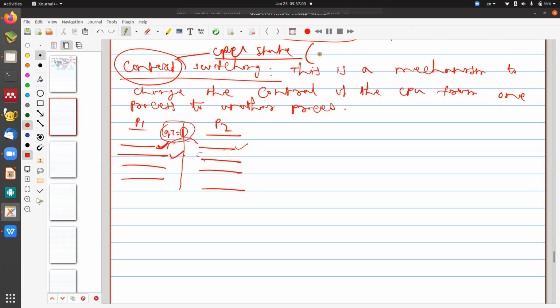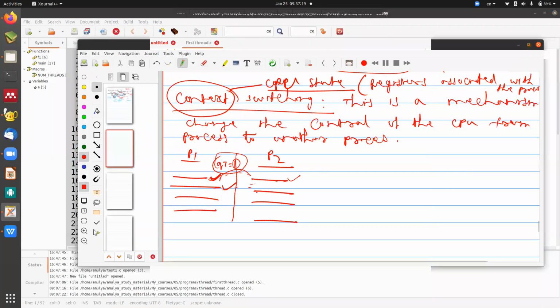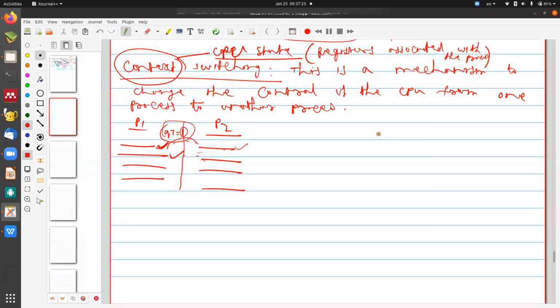What is the state? Registers. Yes, very nice. The registers associated with the process. Why I am saying, I have discussed already, but sometimes theoretically they will ask, you have to say that. As you know. So what works during this time?